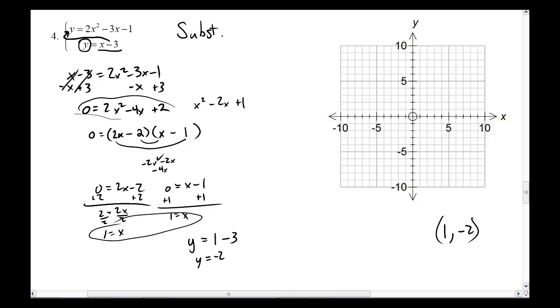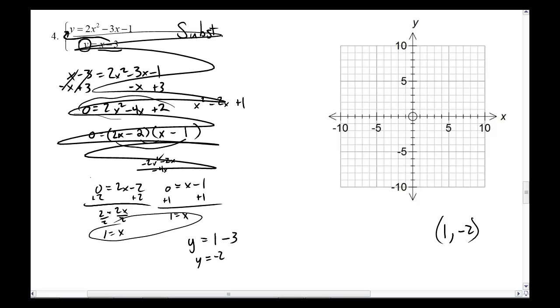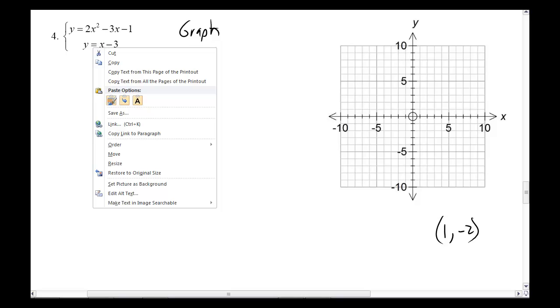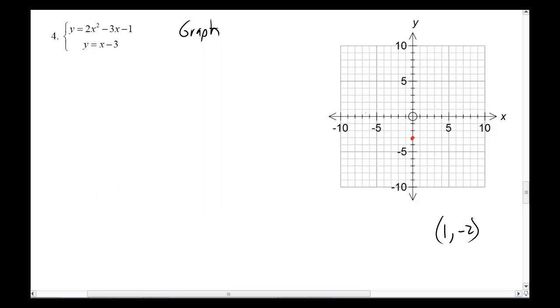Alright, so let's go ahead and do the graphing. So first I'll do the linear graph, which I'll go ahead and do in red. So I start at the negative 3, and then the slope is up 1 over 1. Alright, so there we go.